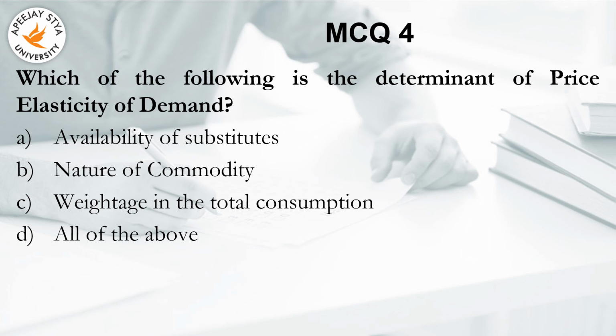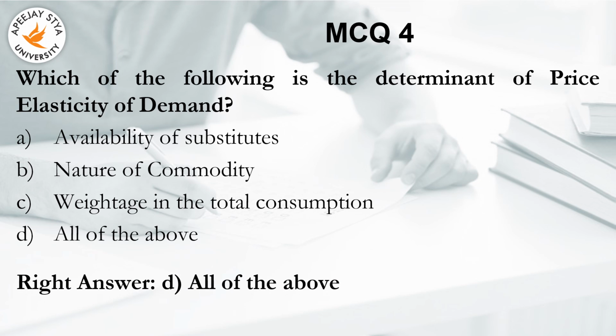Which of the following is the determinant of price elasticity of demand? A. Availability of substitutes, B. Nature of commodity, C. Weightage in total consumption, D. All of the above. And the right answer is D. All of the above.